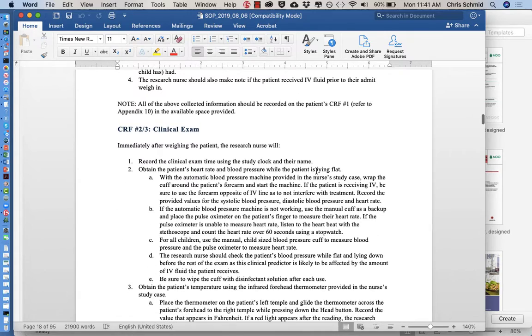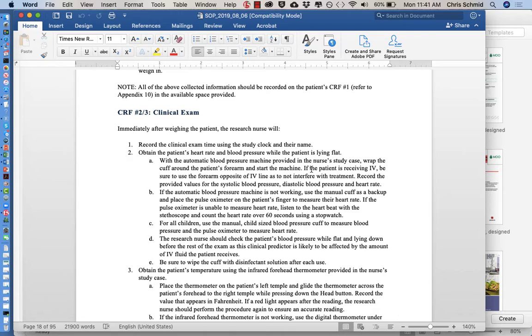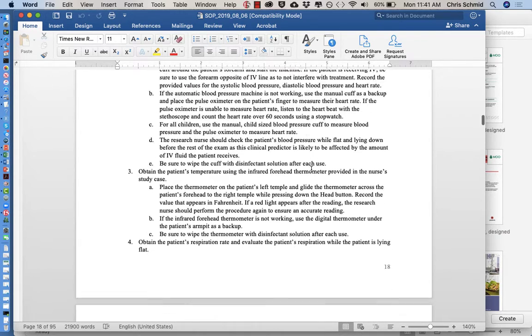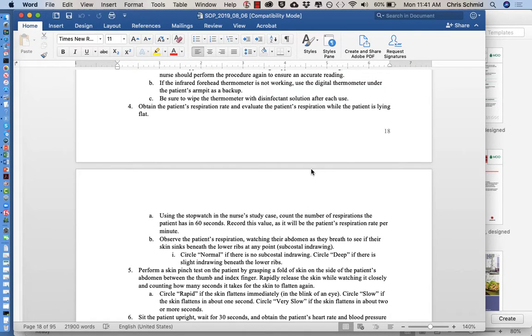Then there's a clinical exam. And so at the clinical exam, they get the time, they get their heart rate, blood pressure, and so forth, their temperature, and there's a whole procedure for how to do this so that it's done consistently.